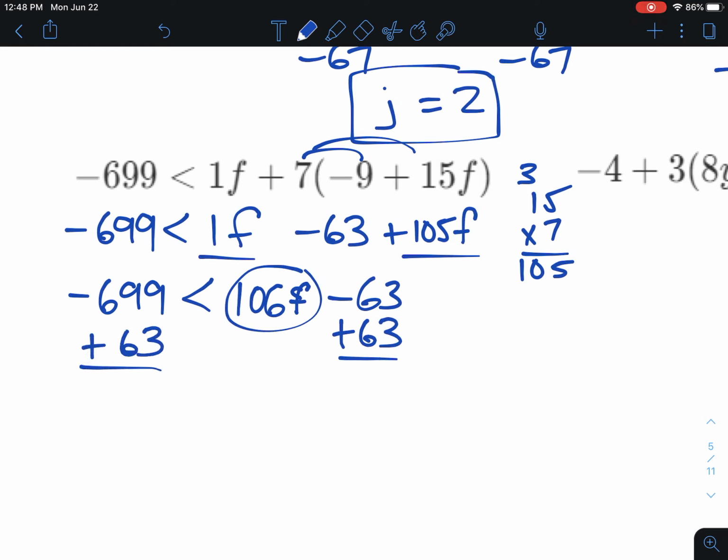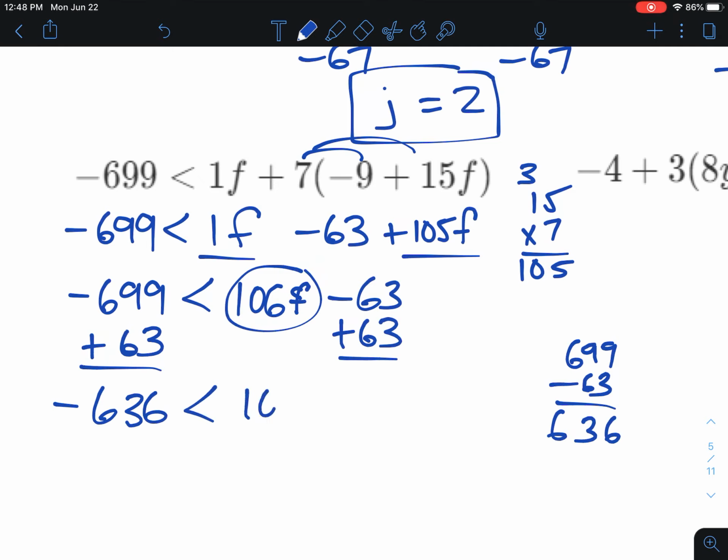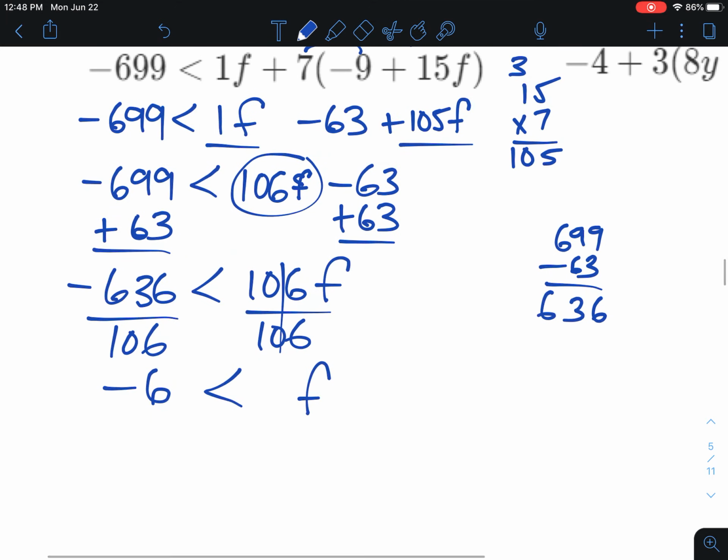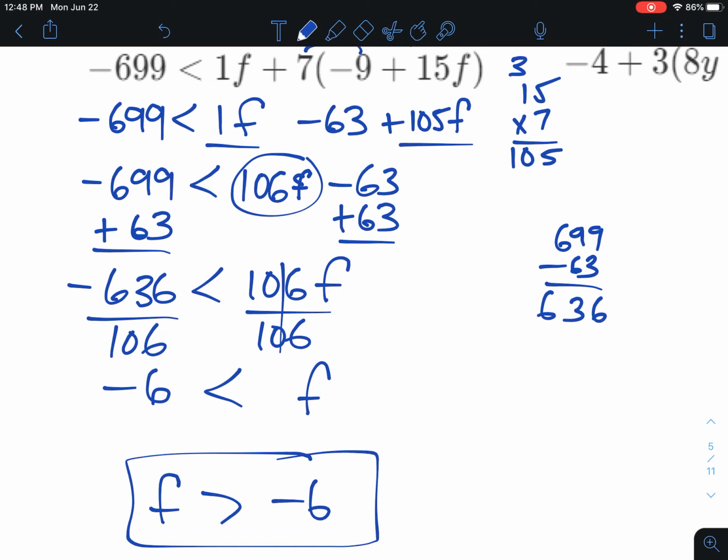So be careful with this addition over here. This is basically the same thing as doing 699 minus 63, but then just making it negative after because the signs are opposite. So 9 minus 3 would be 6, 9 minus 6 would be 3, and 6. So 636, but it's going to be negative, is less than 106f. We want to get f by itself, so we divide by 106. And we get f here, bring down this symbol, and this would be negative 6. We didn't flip the symbol here because we didn't divide by a negative. Only when you divide or multiply by a negative does it flip. If you want to put the f first, you can. It would just flip the symbol like that.